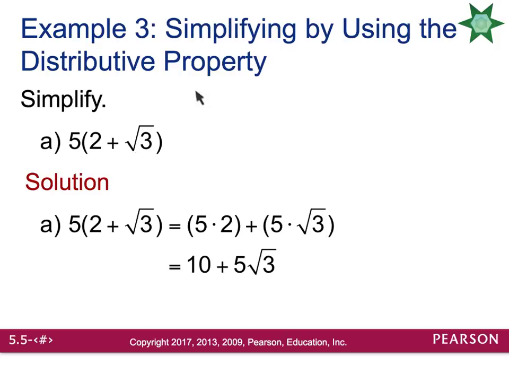Okay, let's look at an example using the distributive property. 5 times 2 plus the square root of 3. Okay, that means 5 times whatever's in parentheses. So that's going to be 5 times 2, okay, plus 5 times the square root of 3. Okay, and remember, we simplify that. We just write it as 5 in front of the square root of 3. That means 5 times the square root of 3. And 5 times 2 is 10. Okay, so that would be our simplified version of that.